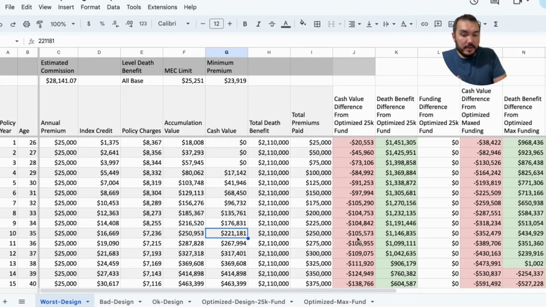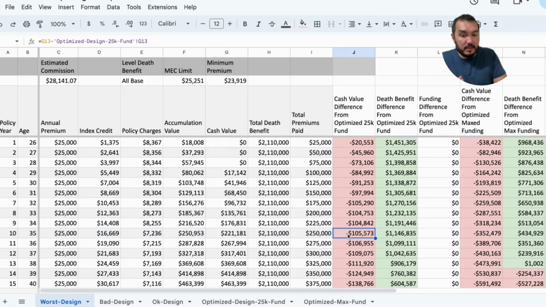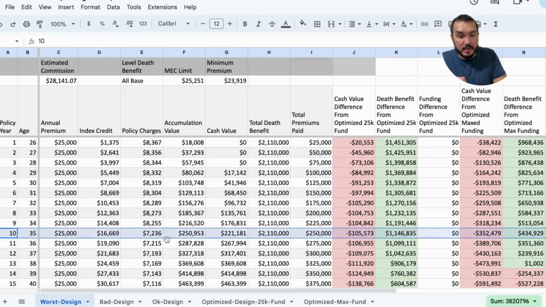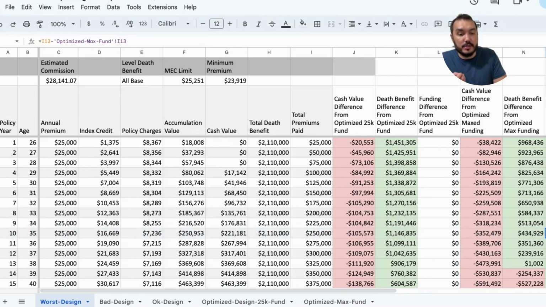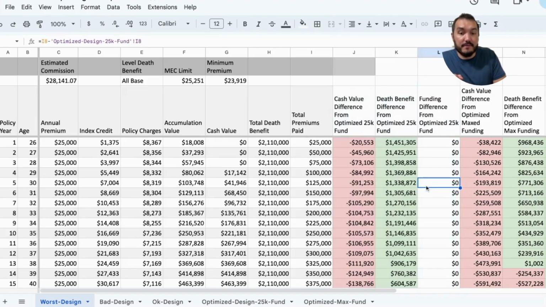And you can see when you compare this to the optimized 25K fund, this has $105,000 in cash value less than the optimized one, and it has $352,000 less than the optimized max fund. But obviously the funding level is significantly higher on that one. So this is just for illustrative purposes. Really, the main comparisons of apples to apples would be with the JKL columns with the same funding level.